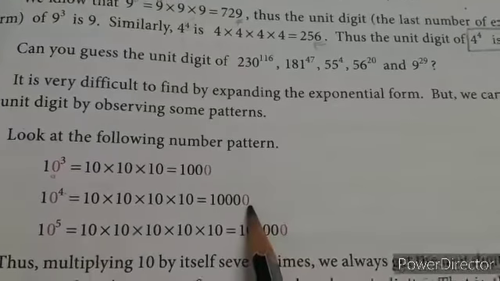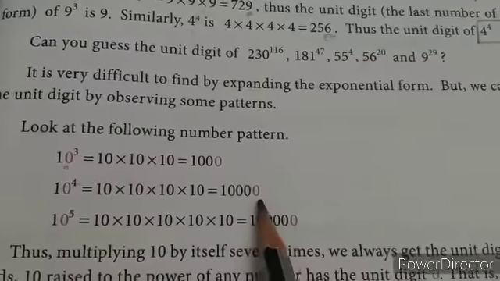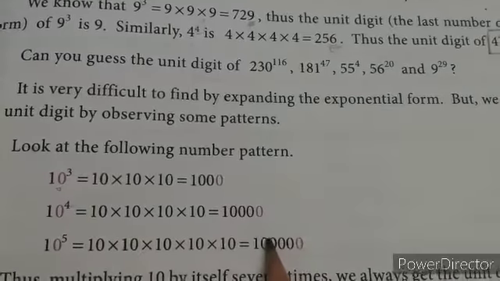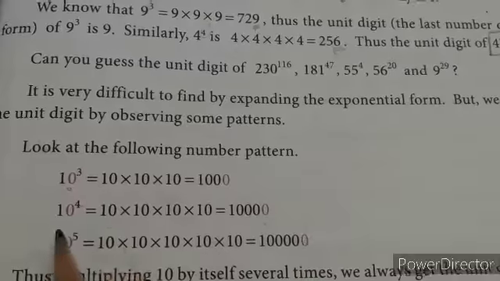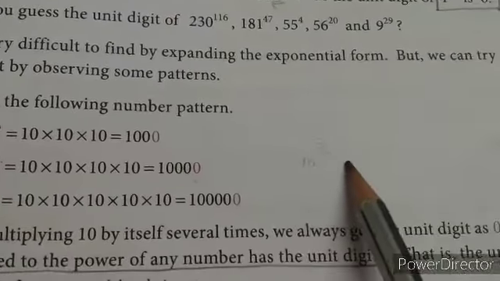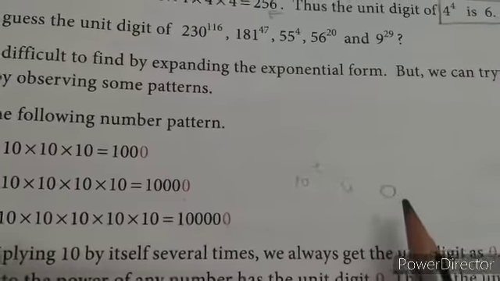And coming to the next pattern, when the base is 10 and you check the unit digit, it is 0. Whether it is an odd power or an even power, surely the unit place will be 0. So 10 raised to the power of any number has the unit digit 0. The unit digit of 10 power x is always 0 for any positive integer x.